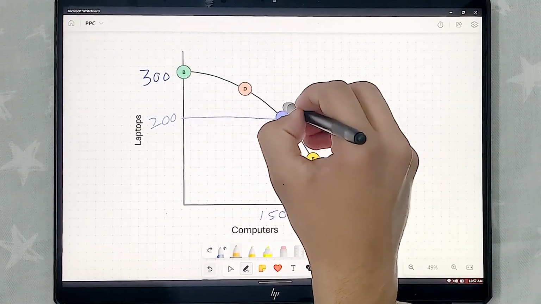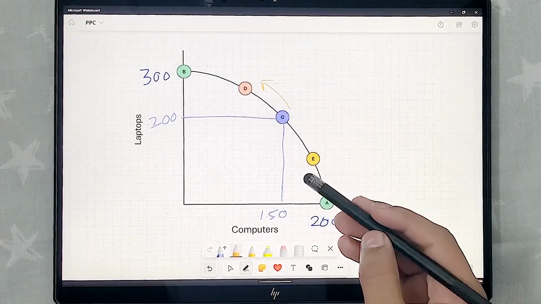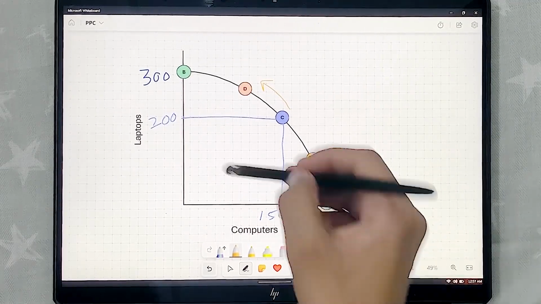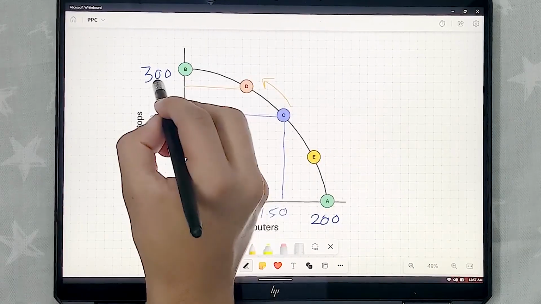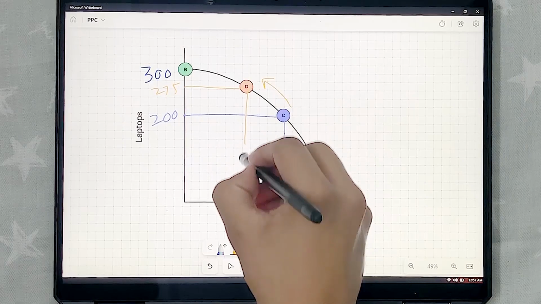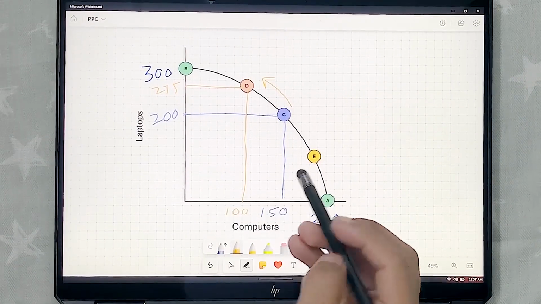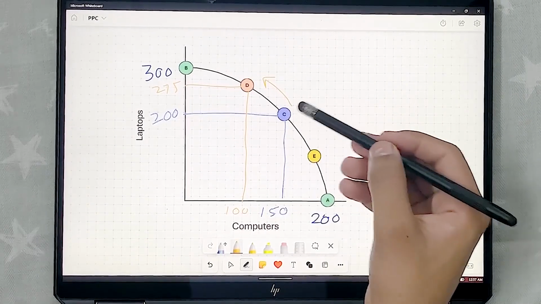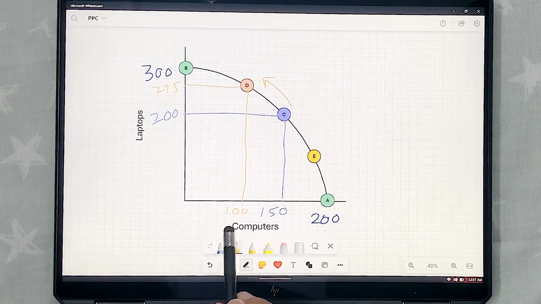To move from point C to point D, the firm must reallocate some of its resources from the production of computers to the production of laptops. So at point D, the firm will be producing 275 laptops and 100 computers. Here, the firm gains an extra 75 laptops but at the loss of 50 computers.